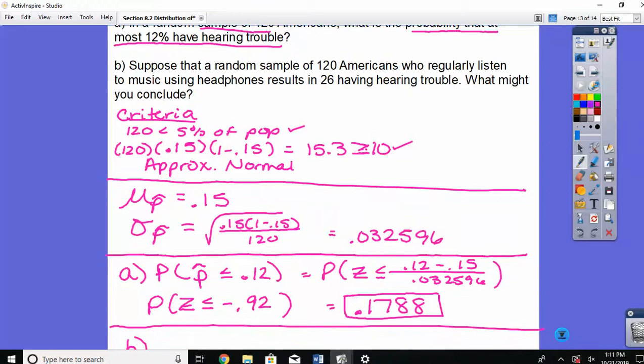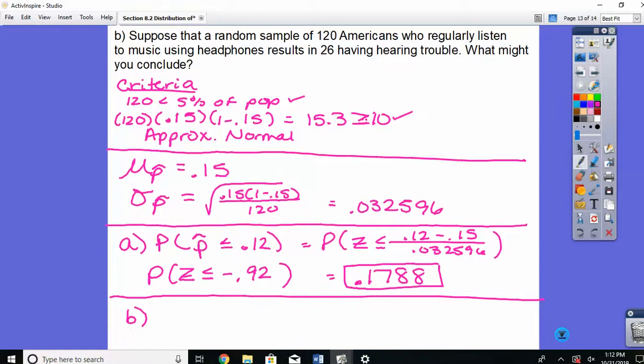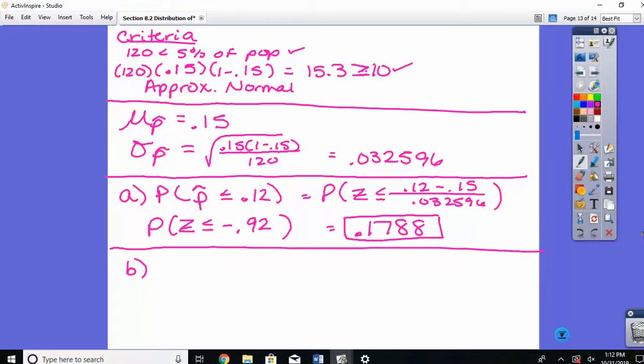Part B says, suppose that a random sample of 120 Americans who regularly listen to music using headphones results in 26 having hearing trouble. What might we conclude? So, in order to use this, I need a p hat, a point estimate. And I use that in my calculation.